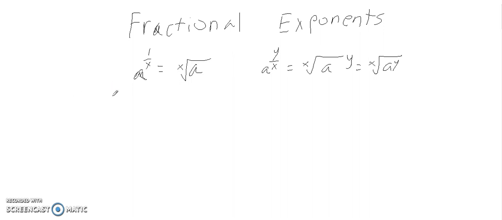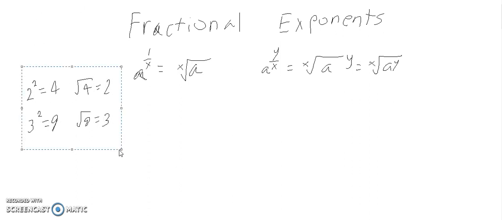So, we're going to start this with something hopefully everyone knows. Squaring, and then undoing squaring is square rooting. So, 2 squared equals 4, square root of 4 equals 2. And it works for any square. 3 squared equals 9, square root of 9 equals 3.